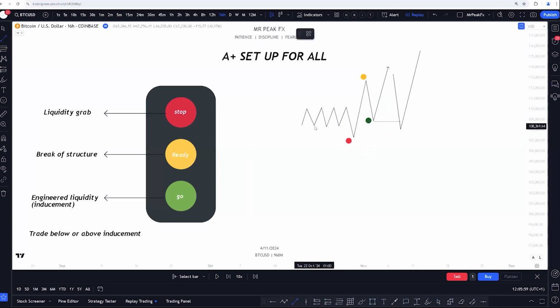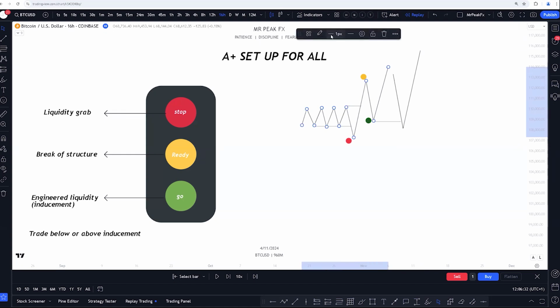So we can see what happened here. Price ran all the stops to the downside. What happened? Price broke structure. This is a BOS. Okay. Then what happened? Price engineered liquidity. This is a very nice setup to trade. So this is how it comes: grab of liquidity, break of structure, engineered liquidity. Then you want to trade below the liquidity or the inducement areas. This is a very nice setup you want to take note of.